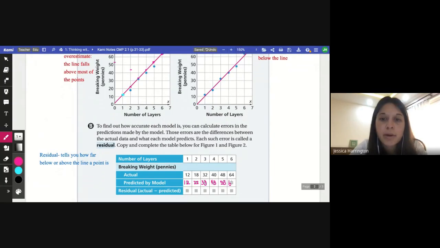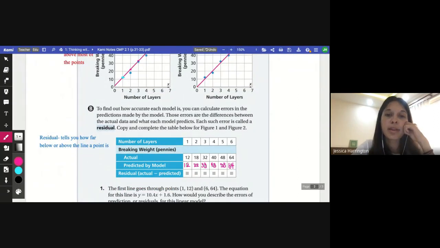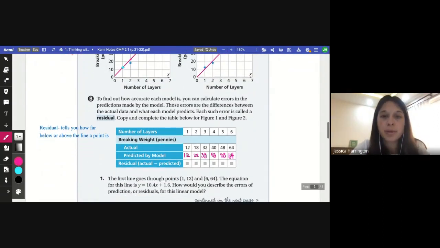Okay, so that part now helps us find the residual. All you do for the residual is take the actual number and subtract the predicted number. So for example, I'll do number 1 right here. For number 1, I would do 12 minus 12. Well, that's 0. I'm not going to write that down. For the second one, it's going to be 18 minus 22. So what's 18 minus 22? That's a negative number, right? It's negative 4. So I'm going to come in my chart and write negative 4.